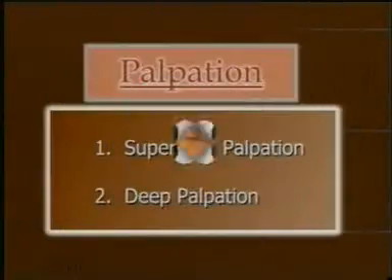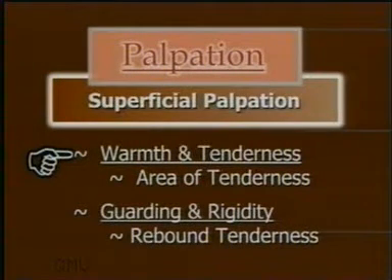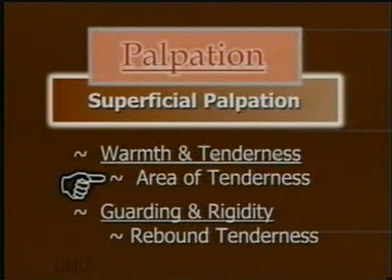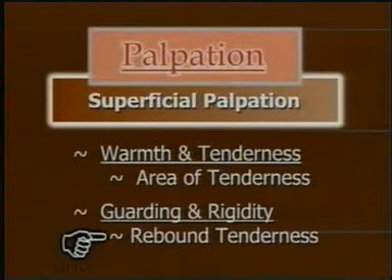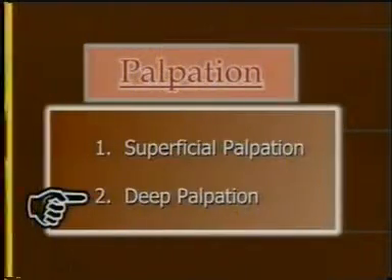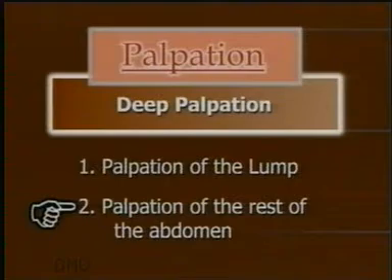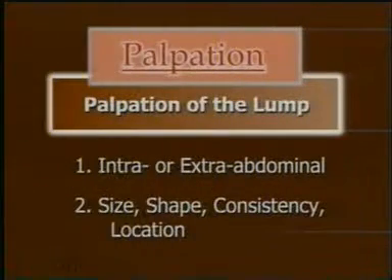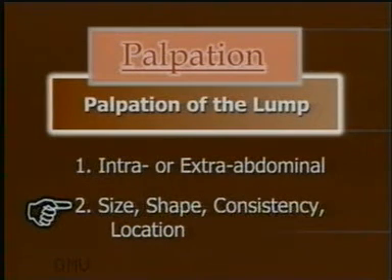To revise, on palpation, first conduct superficial palpation to detect warmth and tenderness. If there is tenderness, mark the exact area or spot of tenderness and look for guarding, rigidity or rebound tenderness. Then conduct deep palpation. First palpate the lump and then the rest of the abdomen. On palpating the lump, first determine whether the lump is intra-abdominal or extra-abdominal. Then note the size, shape, consistency and the exact location of the lump.